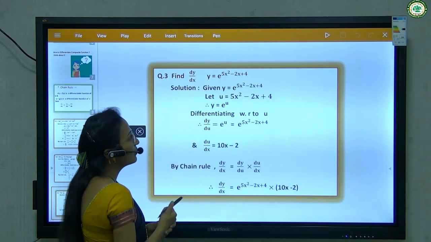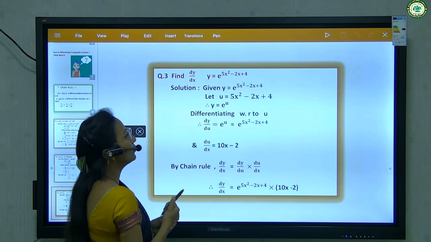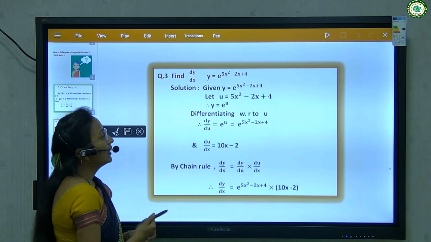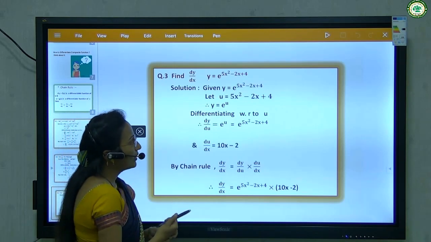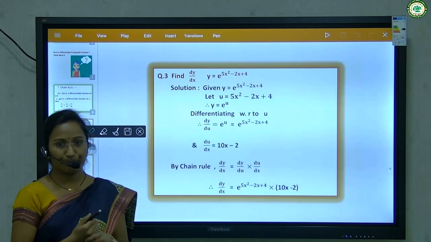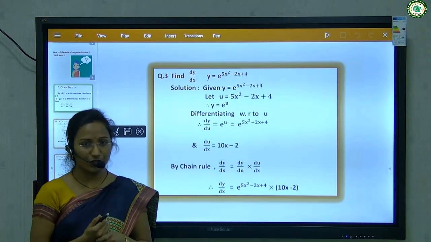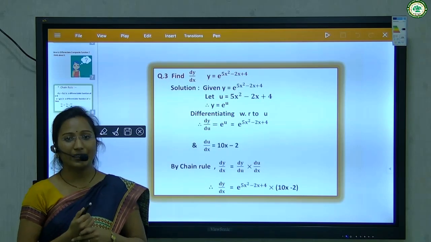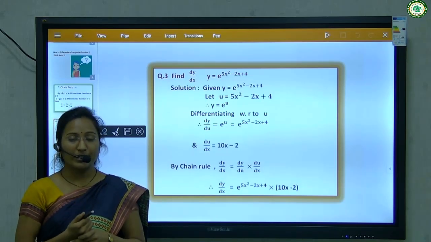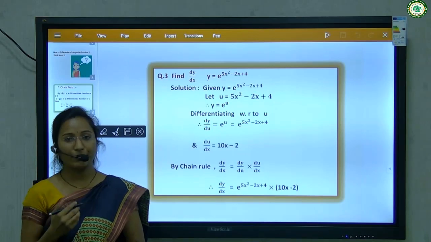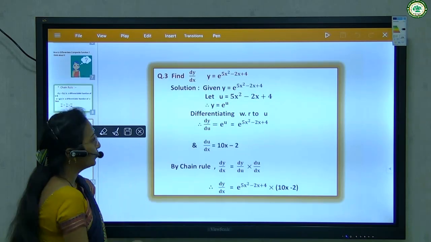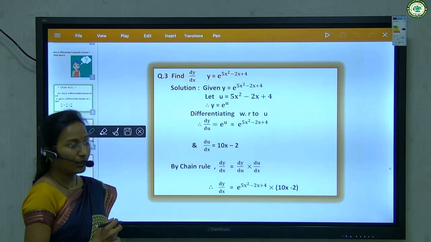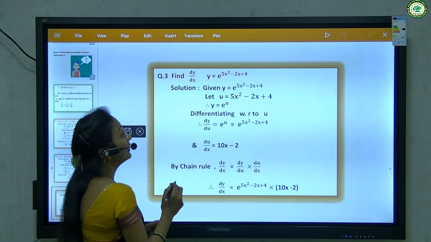First step, given function as it is, means y is equal to e raised to 5x square minus twice x plus 4. Let us consider u is equal to 5x square minus twice x plus 4. Therefore, our function becomes y is equal to e raised to u. Now here we see that y is equal to e raised to u is a differentiable function of u. Therefore, I will differentiate y with respect to u.